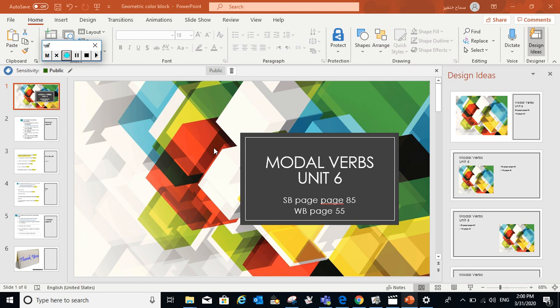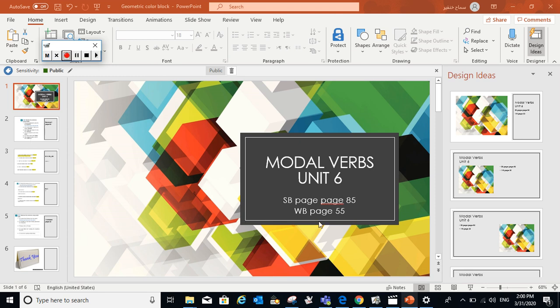Hello once again. Today we are going to revise the modal verbs unit 6 for those who asked me about this lesson. So I'm going to explain some parts which are included in the student book page 85 and the workbook page 55. So it's better to take your books to be able to follow with me.